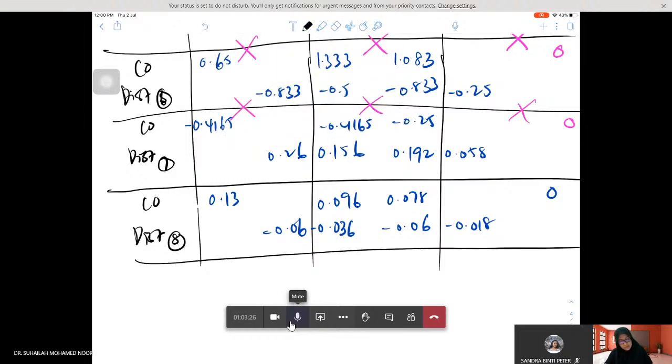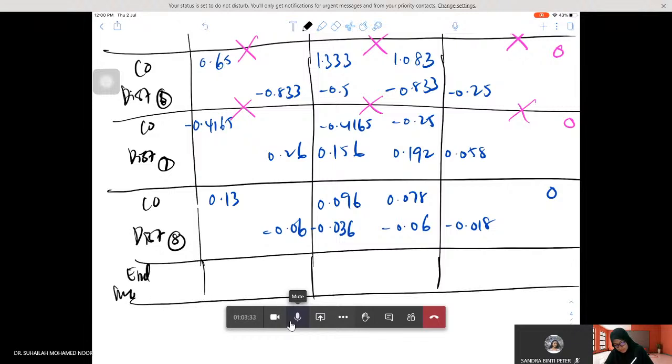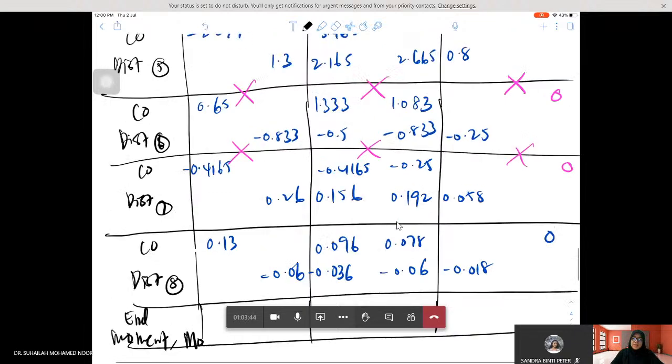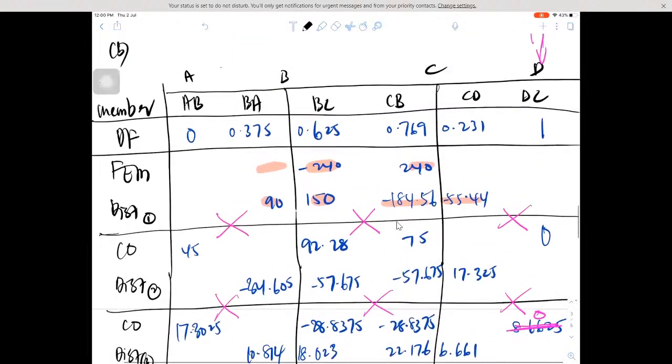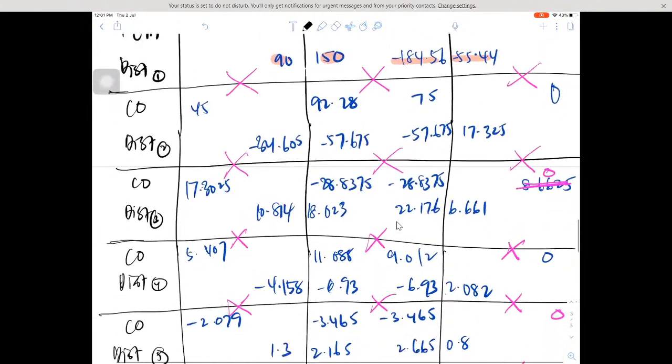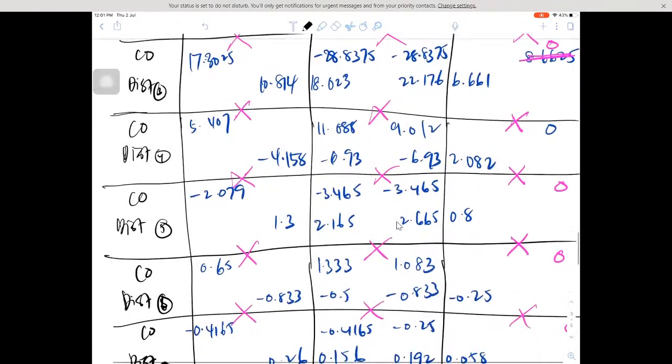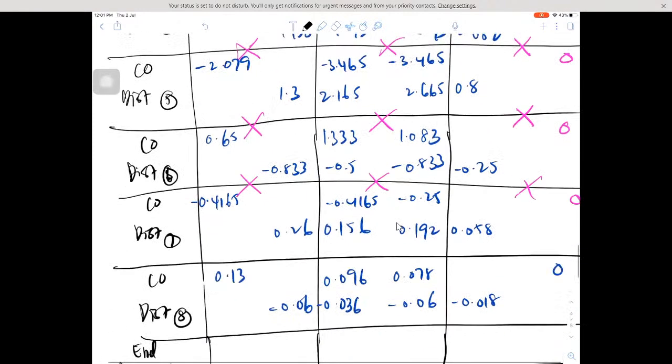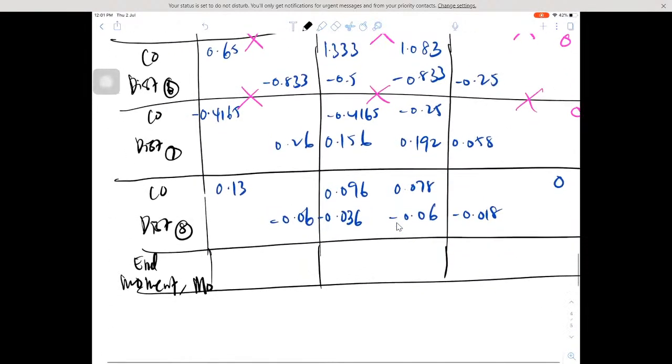Okay, we must stop at distribution. So we must find the end moment, M naught. Okay, we have to total. Calculate the total, start from FEM. Okay, calculate all the values, start from FEM until the last distribution.